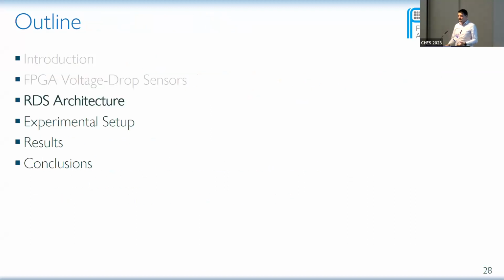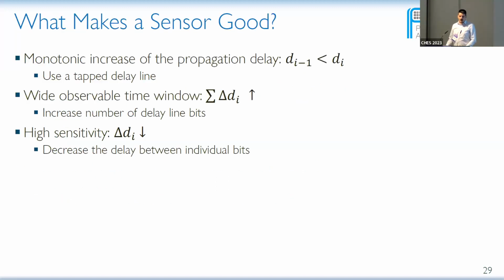And RDS is our answer. So if I go back to the 3 points that we noticed of what makes the sensor good, the first is the monotonic delay increase, which a tapped delay line by default satisfies, however it's implemented.